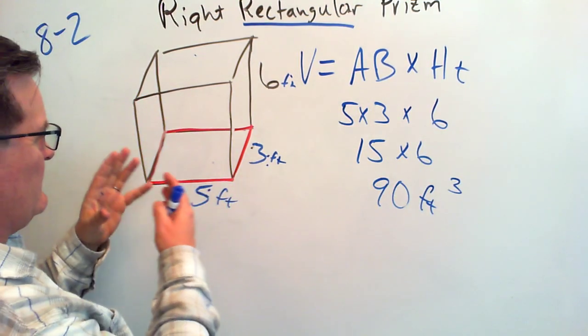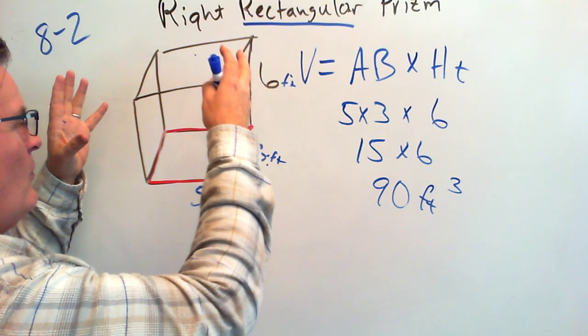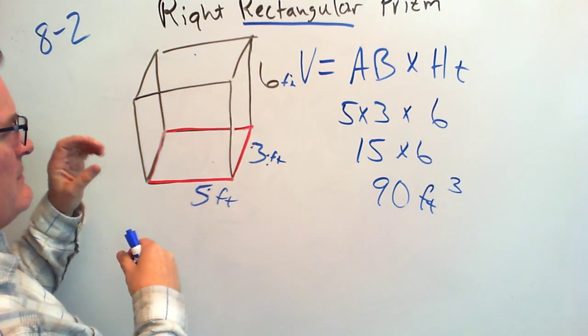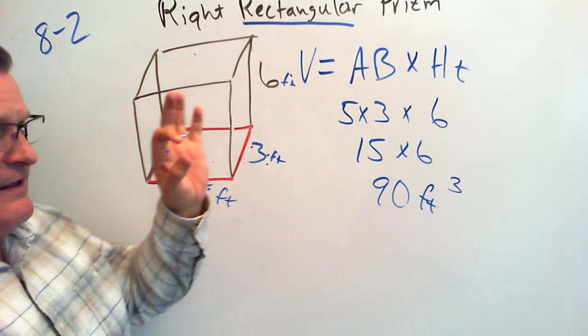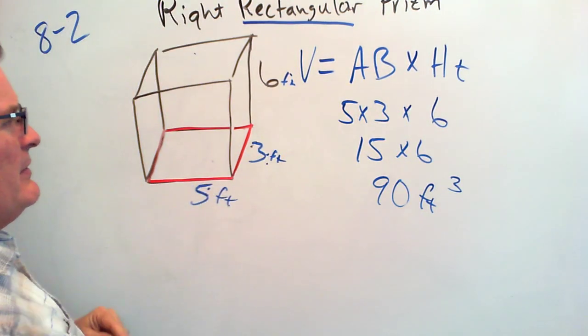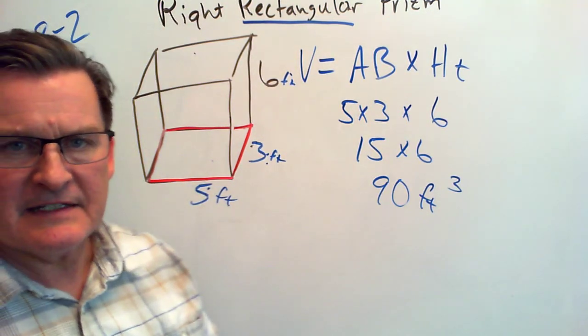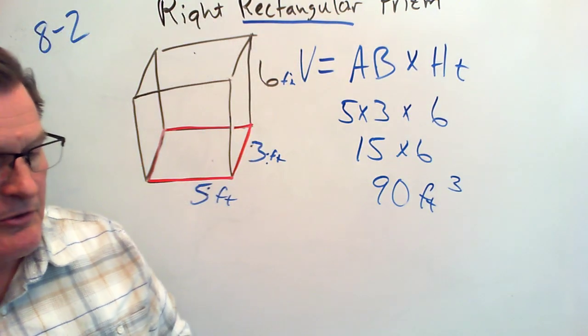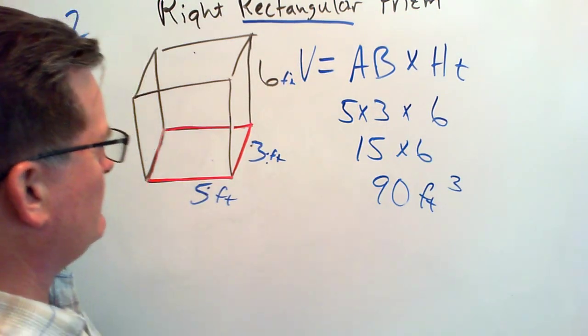The volume is basically the amount of space that the whole figure takes up. So 90 cubic feet. If you had little cubes that were 1 foot by 1 foot by 1 foot, you could fit 90 of them in there perfectly. You probably did activities like that in elementary or middle school. That's basically what it's founded on.